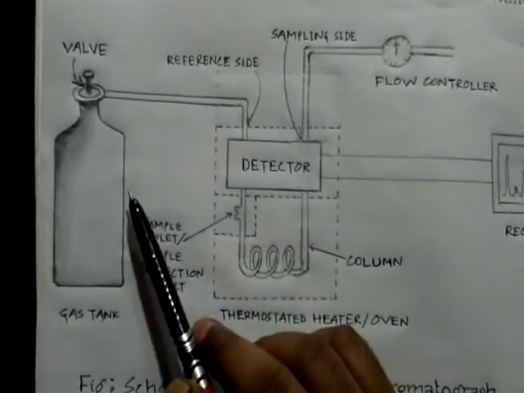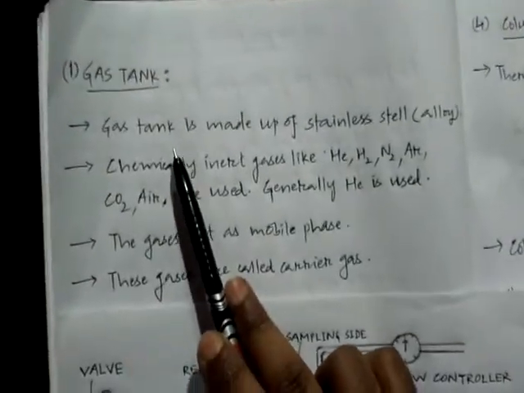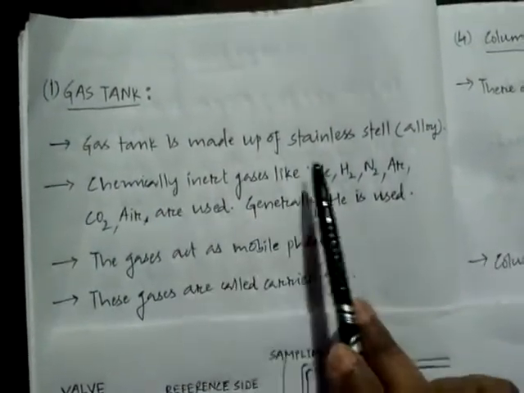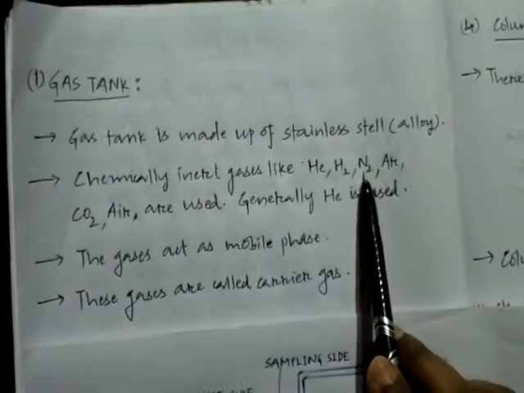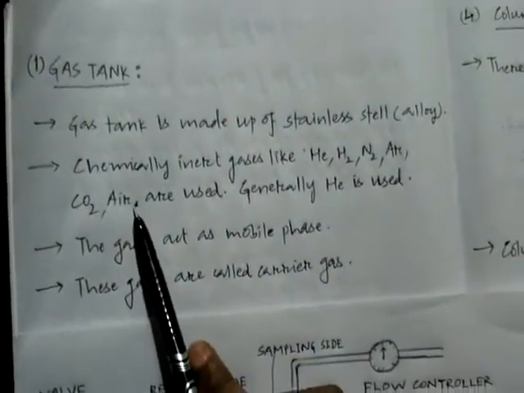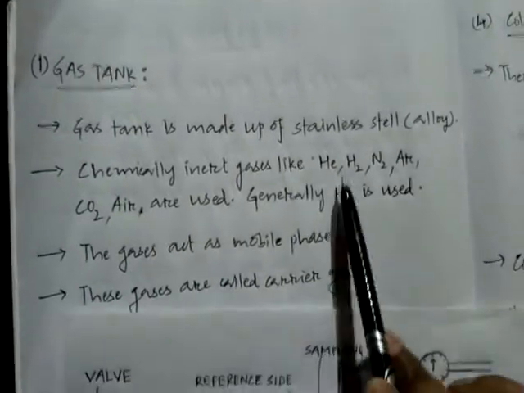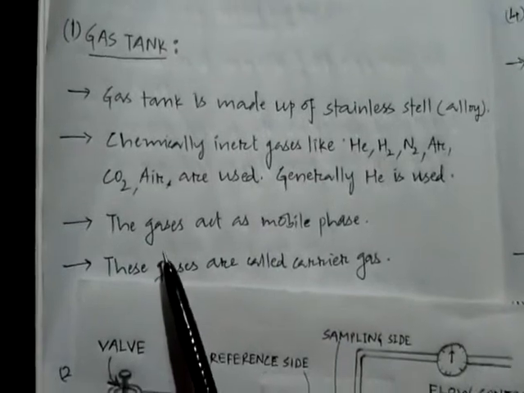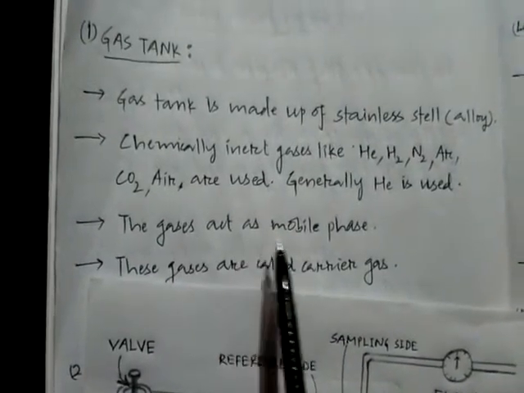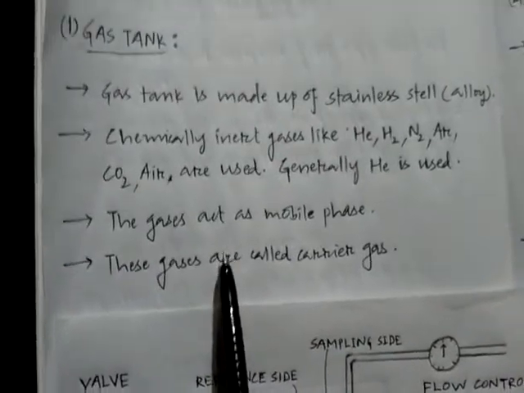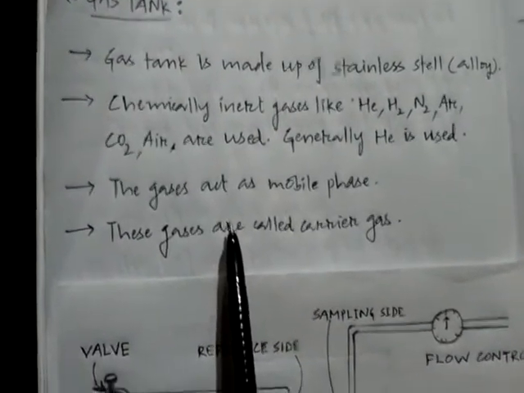The first component is the gas tank. The gas tank is made up of stainless steel. Chemically inert gases like helium, hydrogen, nitrogen, argon, carbon dioxide, and air are used inside the tank, but generally helium is used. The gases present inside the tank act as a mobile phase. These gases are also called carrier gases because they are used to carry the sample.